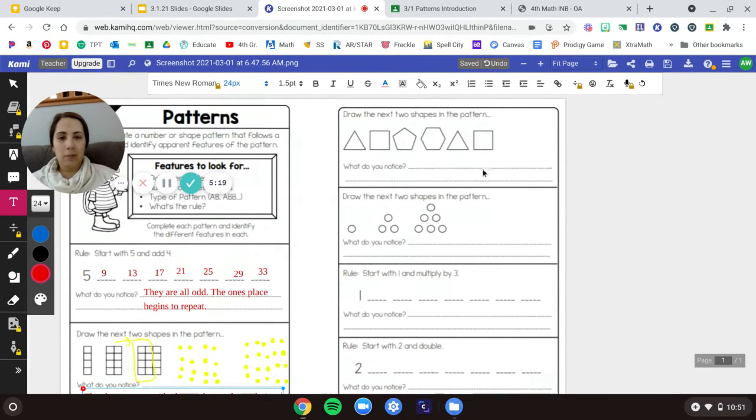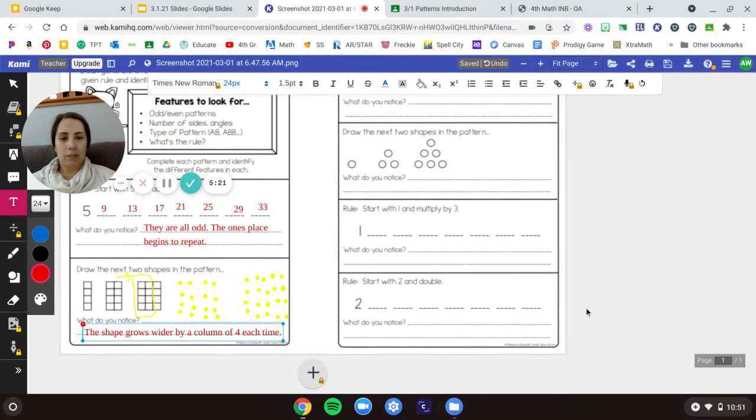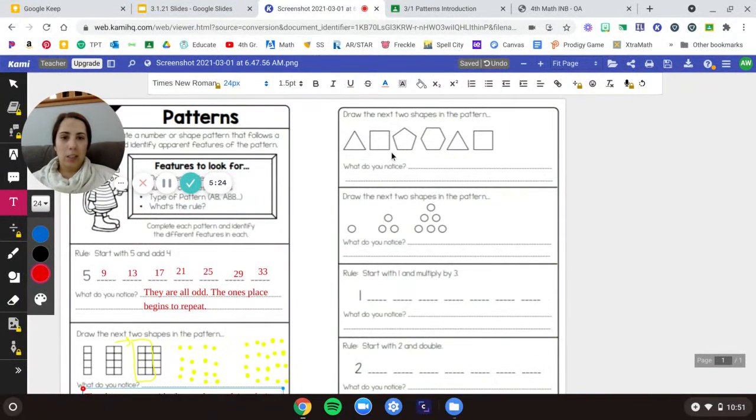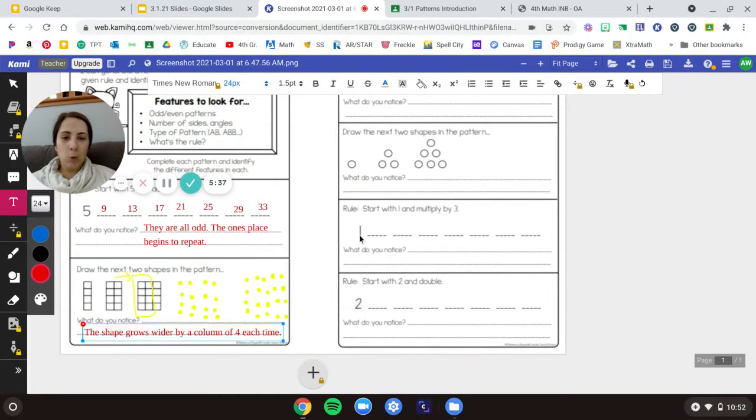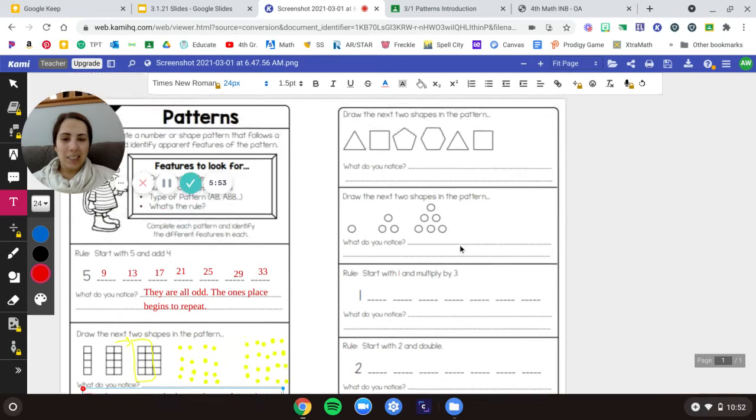Why don't you try 1, 2, 3, 4 different patterns for me? This one wants you to draw the next 2 shapes in the pattern and tell me what you notice. Think back to those features. Draw the next 2 shapes here. What do you notice? Starting with 1, multiply by 3. Okay, what do you notice? Starting with 2 and double. So pause the video while you work on these different patterns.